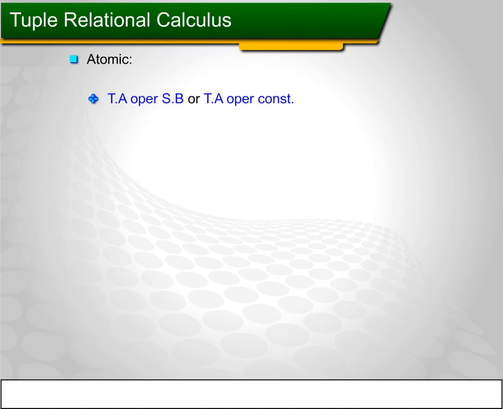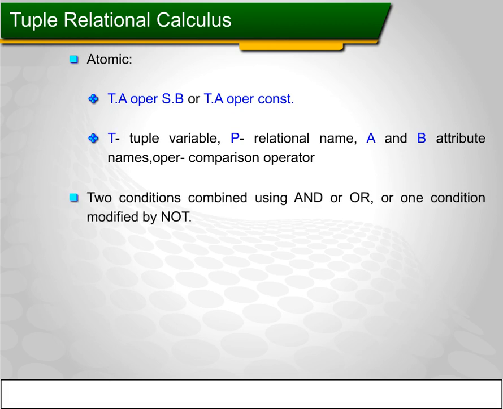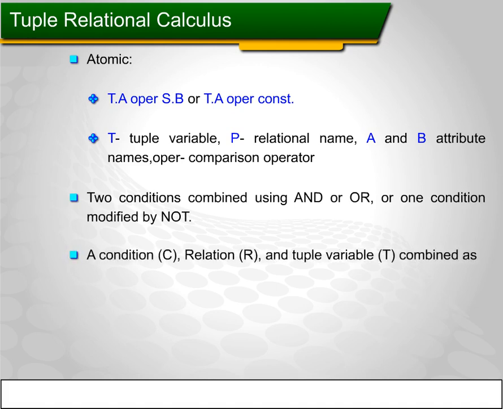T.A op S.B or T.A op constant, where T is a tuple variable, R is a relation name, A and B are attribute names, and op is a comparison operator. Two conditions can be combined using and or or, or one condition modified by not. A condition C, relation R and tuple variable T can be combined as there exists T in R (C) or for all T in R (C).